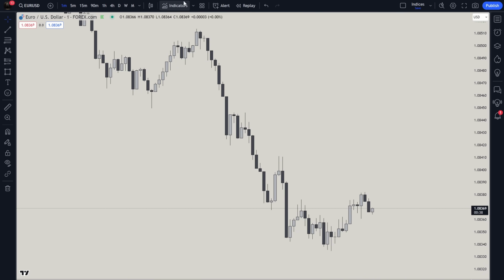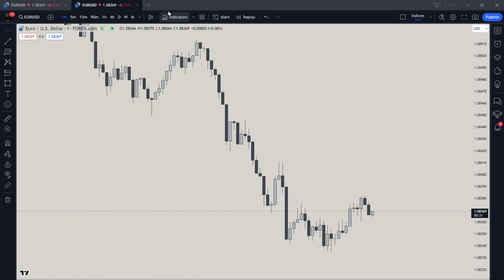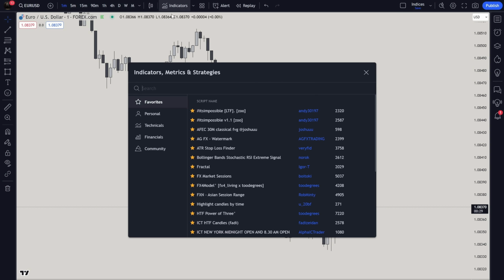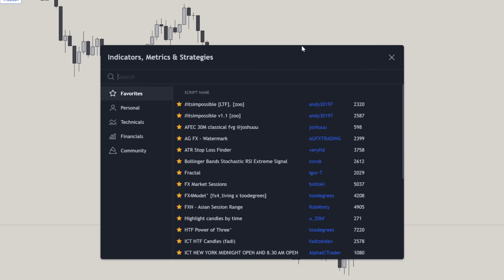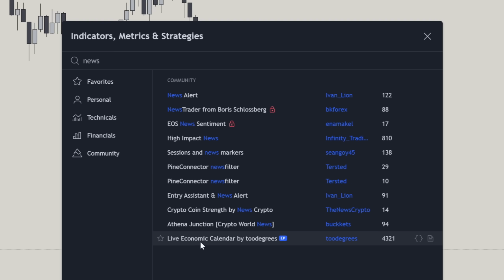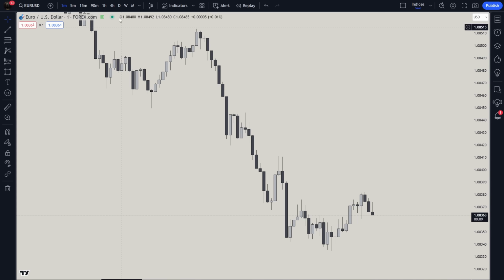Now into the third indicator, and this one you should have all the time because it's about high impact news, and not only high impact news, but all news in general. So what you're going to write is news, and you're going to go with the live economic calendar. You're going to click on this, and what is this going to show you?